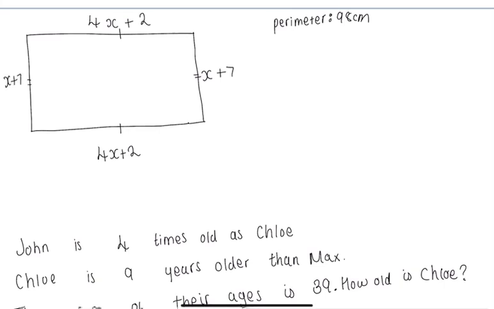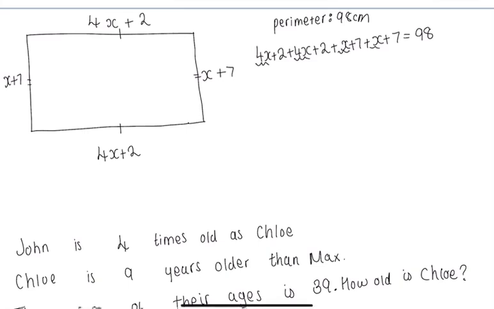So now we can say, well, I've got 4x plus 2 and another 4x plus 2, and then I've got x plus 7 and another x plus 7. And when I add all that together, it's going to give me 98. So again, let's simplify this. I'm just going to underline my x's.